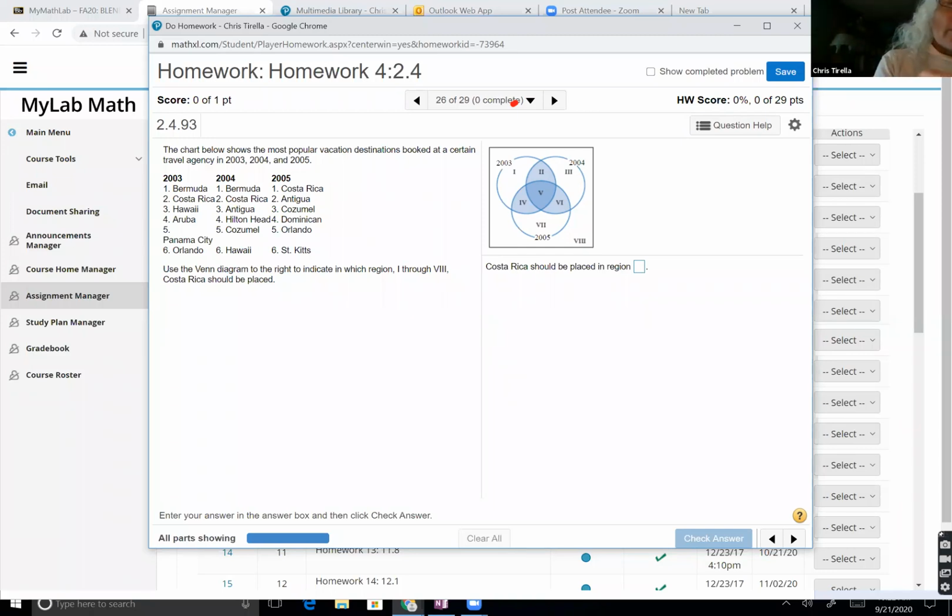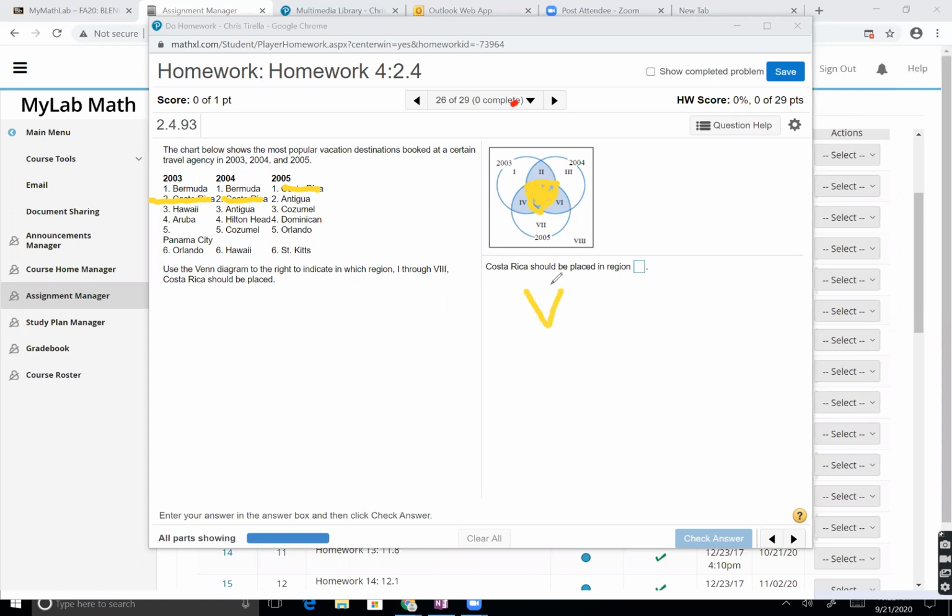In terms of this chart, do you see that Costa Rica is in 2003, Costa Rica's in 2004, Costa Rica's in 2005, so it's in all 3 years? Yes. So all 3 years, wouldn't that be this middle part? Yes. I just scribbled it over, but it's region 5.